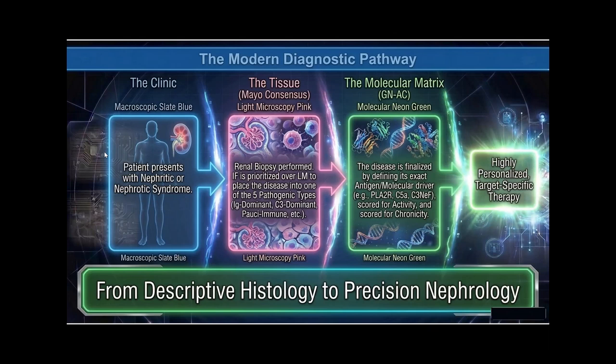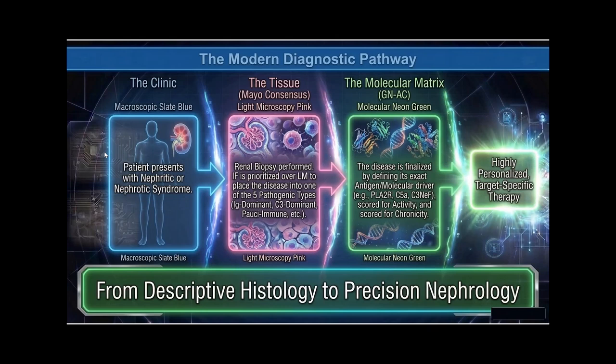The second one is renal biopsy, performing immunofluorescence, prioritized over light microscopy, to place the patient in the 5 different categories. So you do an immunofluorescence, and as we have said, Ig dominant type, C3 dominant type, pauci-immune type, whatever is the type. Then the molecular matrix.